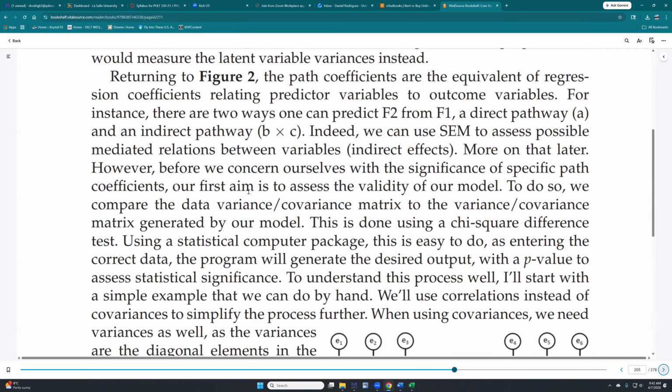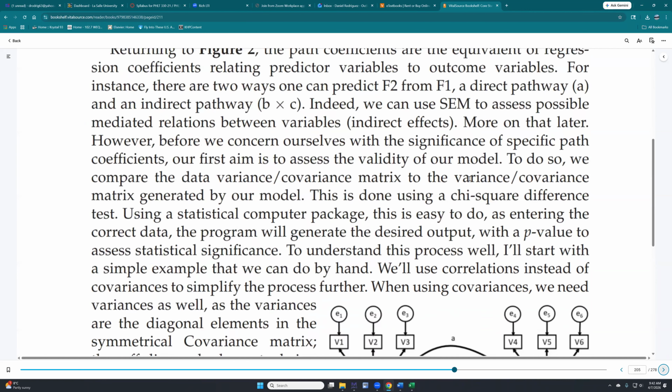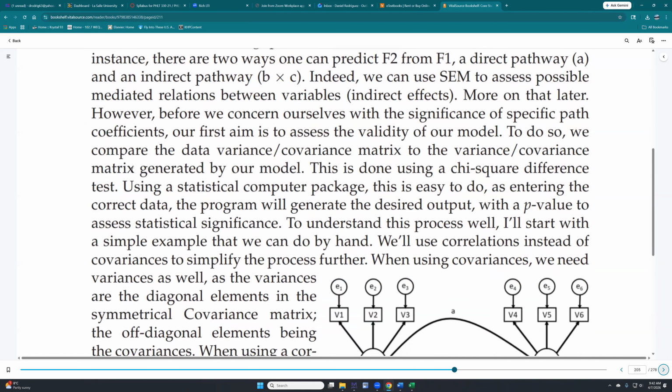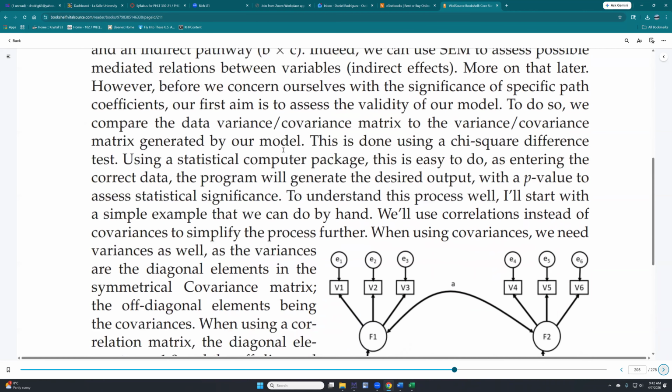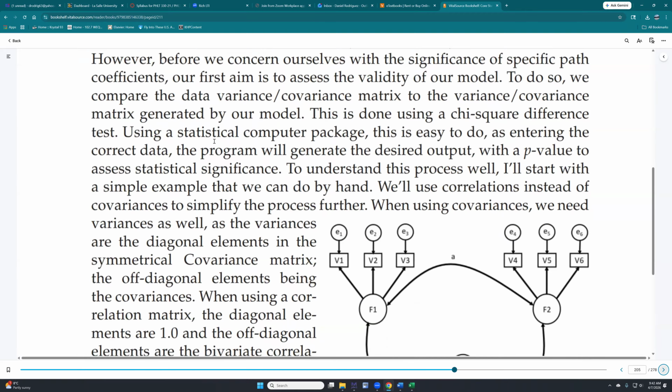More on that later. However, before we concern ourselves with the significance of specific path coefficients, our first aim is to assess the validity of our models. There's the fun part. To do so, we compare the data variance-covariance matrix to the variance and covariance matrix generated by our model. This is done using what we call a chi-square difference test.